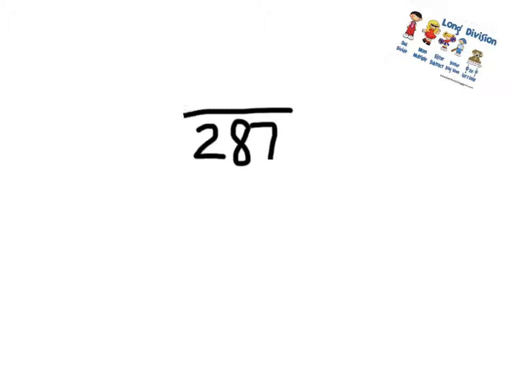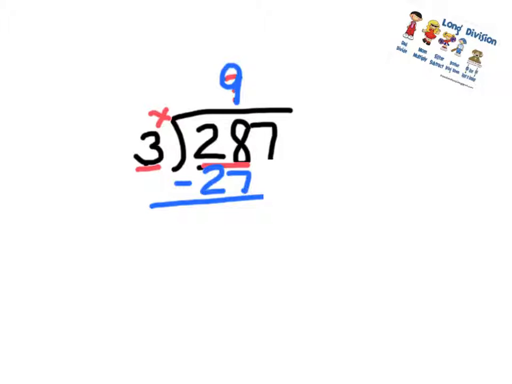287 divided by 3. We look at the 3 and the 2, and we know that 3 is larger than 2, so we can't divide. Now we're going to look at 3 into 28. What times 3 gets us close to 28? We know that 9 times 3 is 27. We next want to subtract. 28 minus 27 is 1.